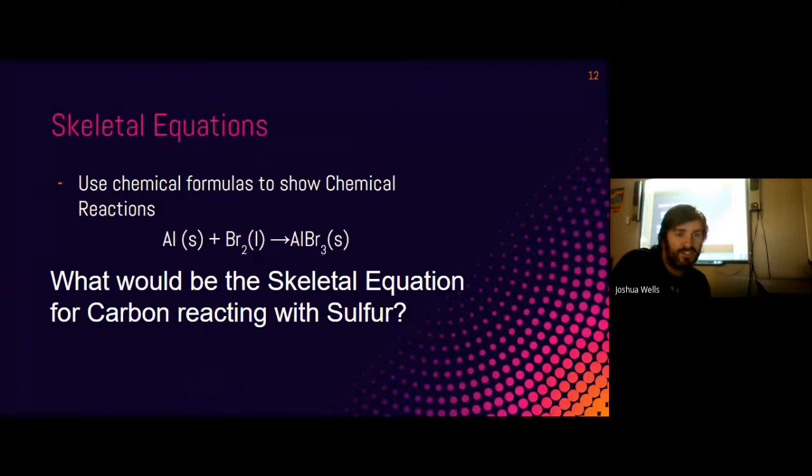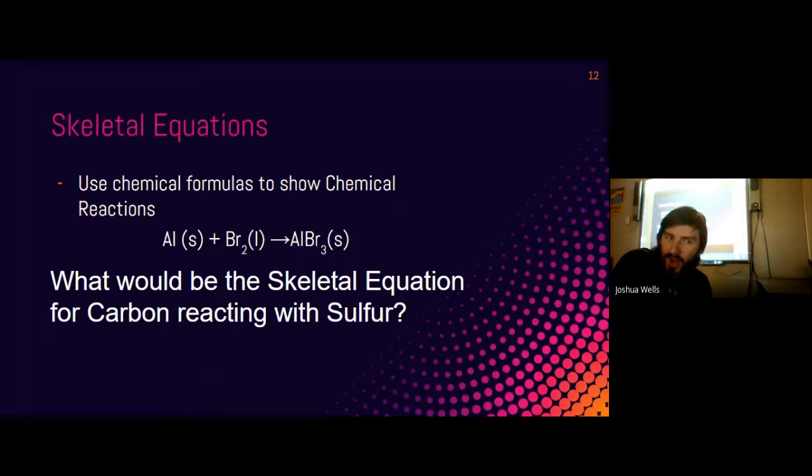Now, a skeletal equation is just simply the basic chemical formula written out. So here we have aluminum solid plus Br, which stands for bromine or bromide in this case, bromide gas. And it's chemically combining. So those two reactants, aluminum and bromine, are being combined and yielding aluminum bromide, which is a solid. So what would a skeletal equation be for carbon reacting with sulfur?